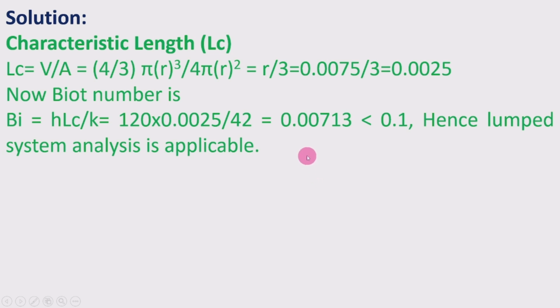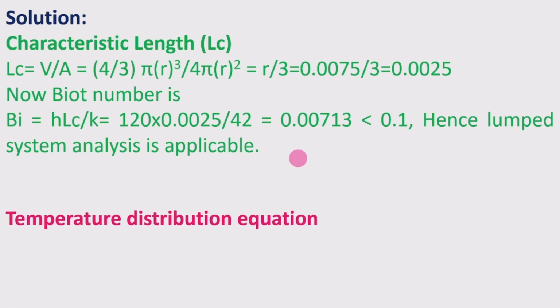As we know, if the Biot number is less than 0.1, we can use the lumped system analysis within an error of less than 5%. If it is more than 0.1, then we cannot use the lumped system analysis, as the error will be more. Then we have to go for using the transient temperature charts. Now we are using the lumped system analysis.